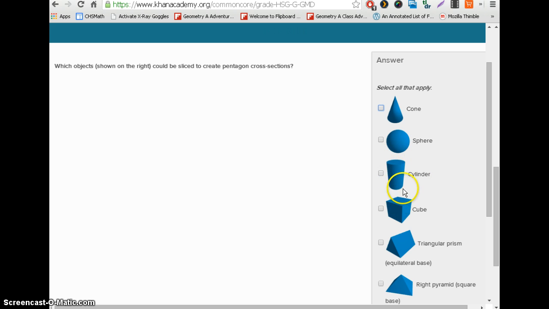I could make a rectangle, right? If I cut parallel to the diameter, I could create a rectangle here, but not 5 sides. I need a pentagon that's 5 sides.